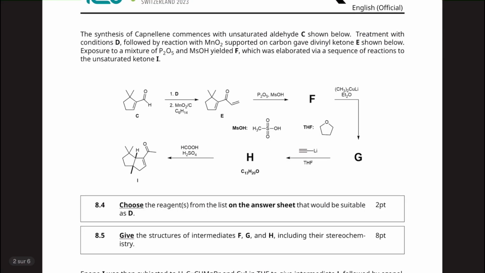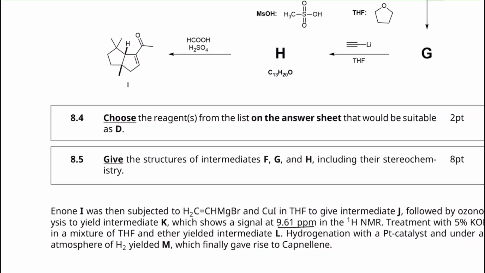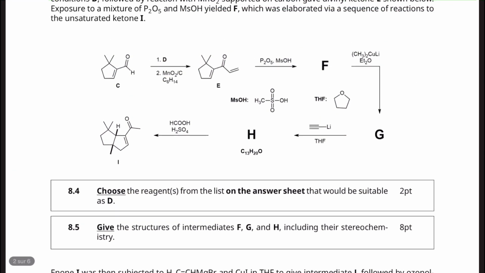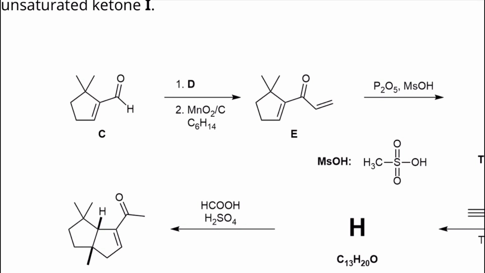Now 8.4. Now we have this scheme. The synthesis of capnoline commences with this, and then so on. Choose the reagents on the list on the answer sheet that would be suitable as D. Now we need to find D. First step. So right here, we convert our aldehyde to a vinyl ketone.